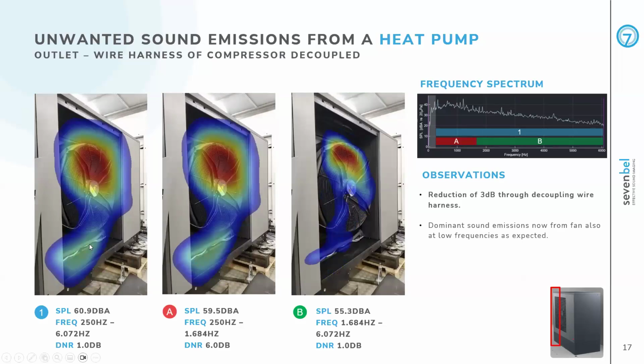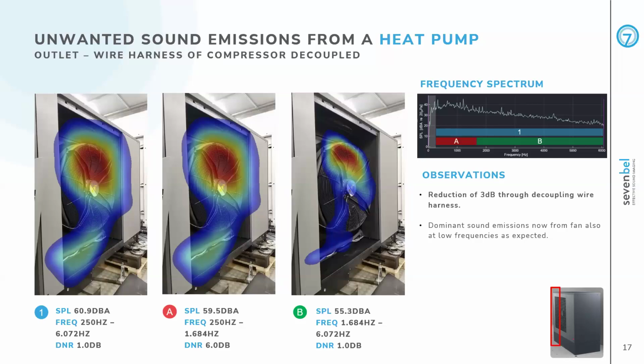You can now probably see that we have decoupled this wire harness from the tray of the unit, and immediately the image completely changed. Now the main source is not the bottom of the unit anymore, but the fan, which is a moving part. And so it is to be expected to be the loudest source from this point of view.